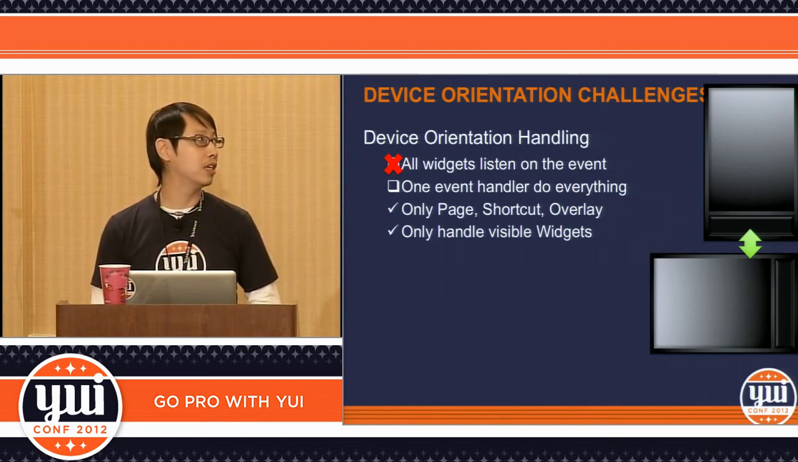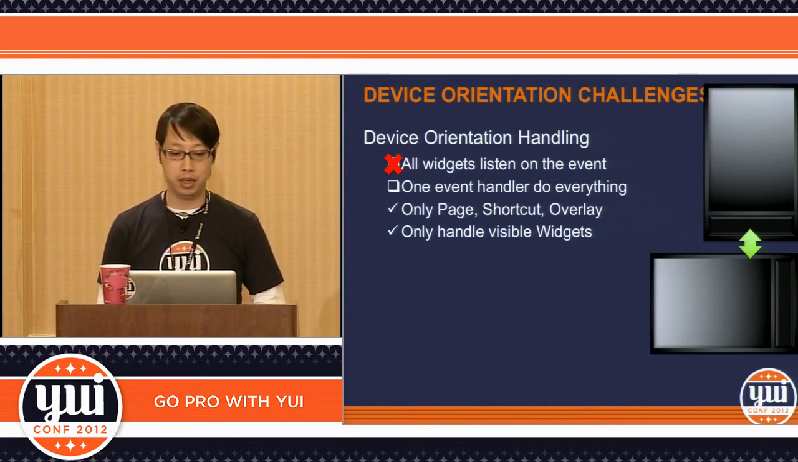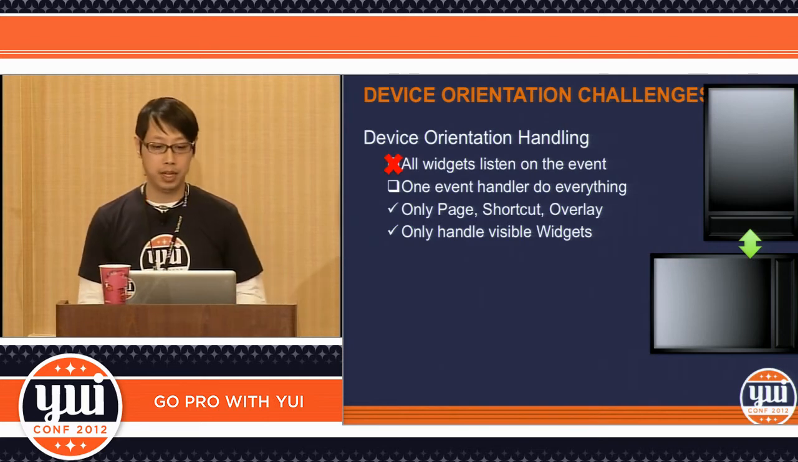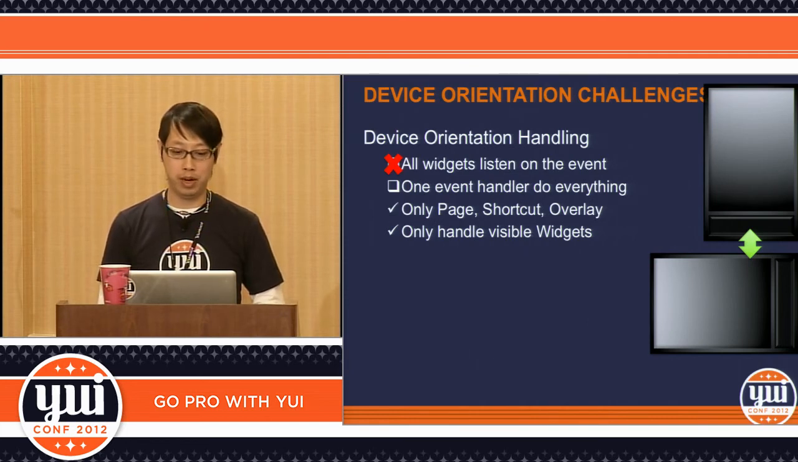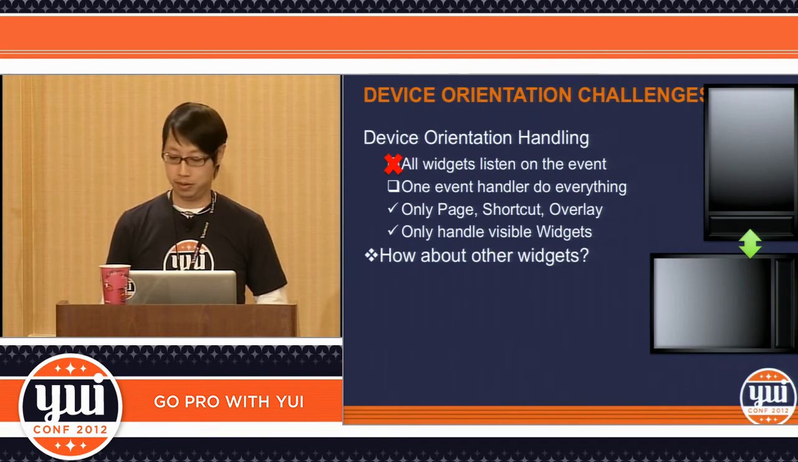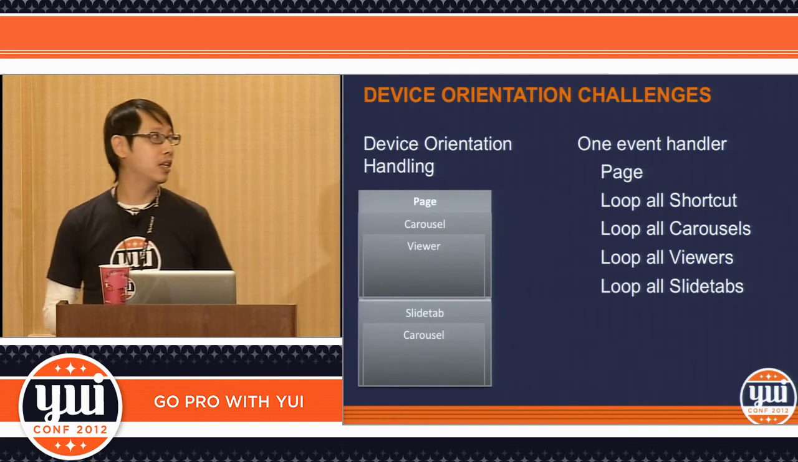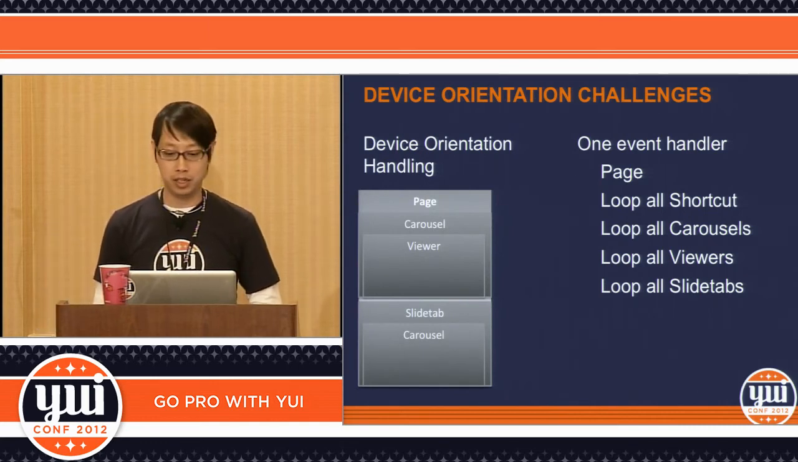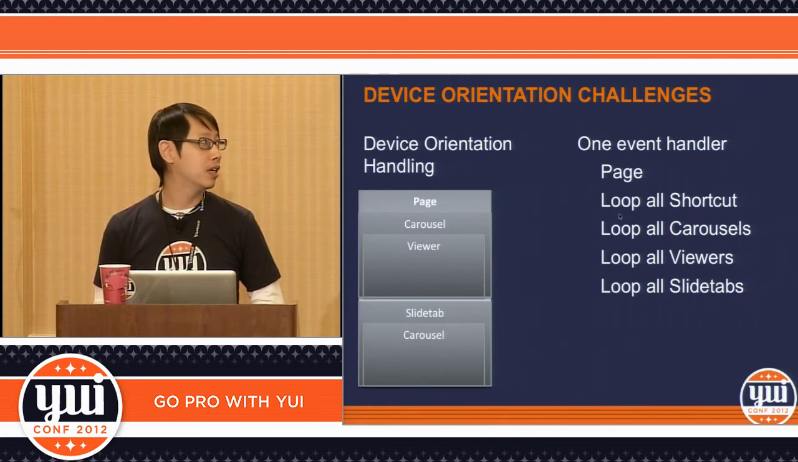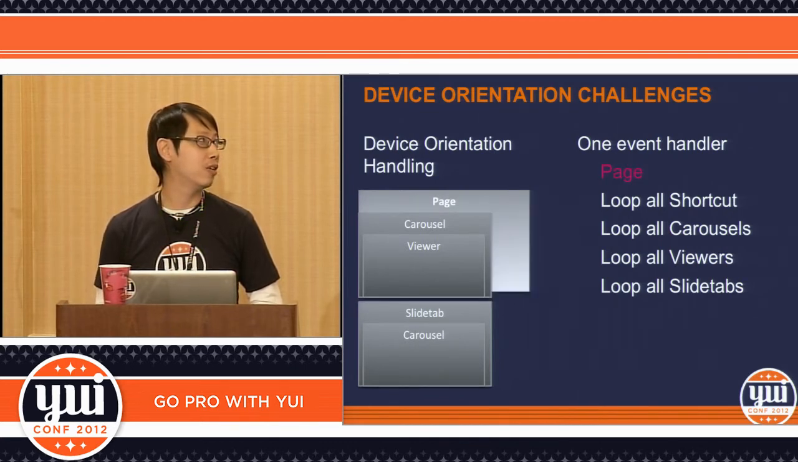Our solution is we use only one event handler to handle everything, but not every widget. We only handle page, shortcut, and overlay, and only work on visible ones. And how about other widgets? Here is the problem. If we handle all widgets in one event handler, something like this, what will happen? As we can see, first we handle page.